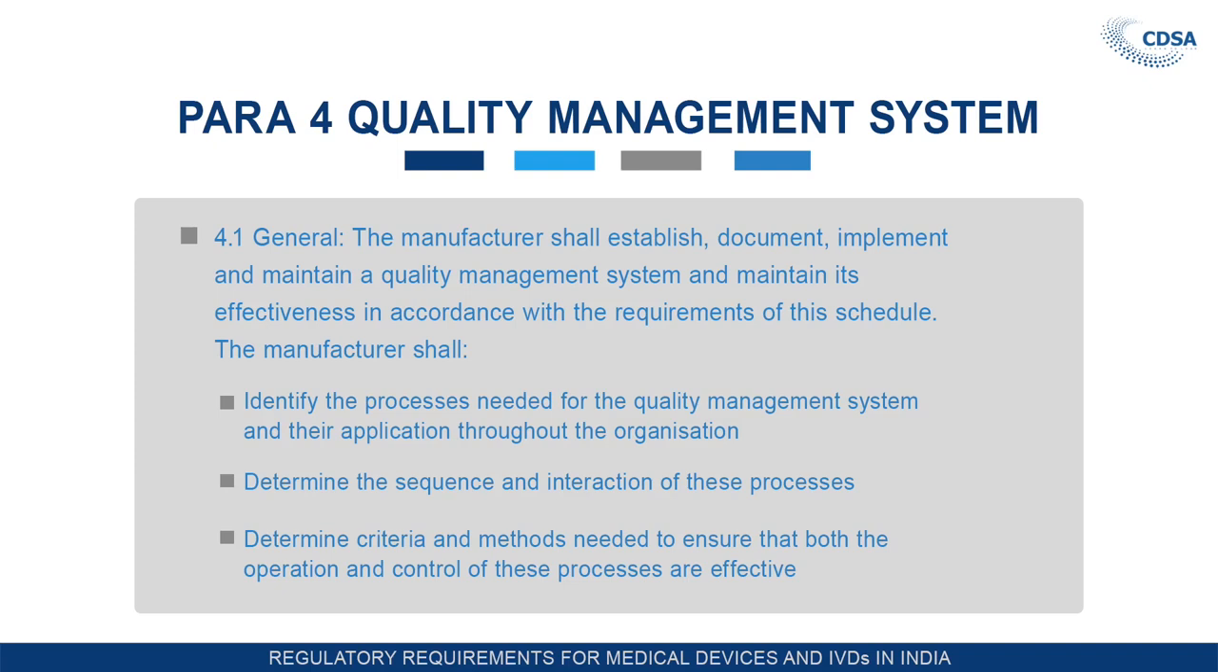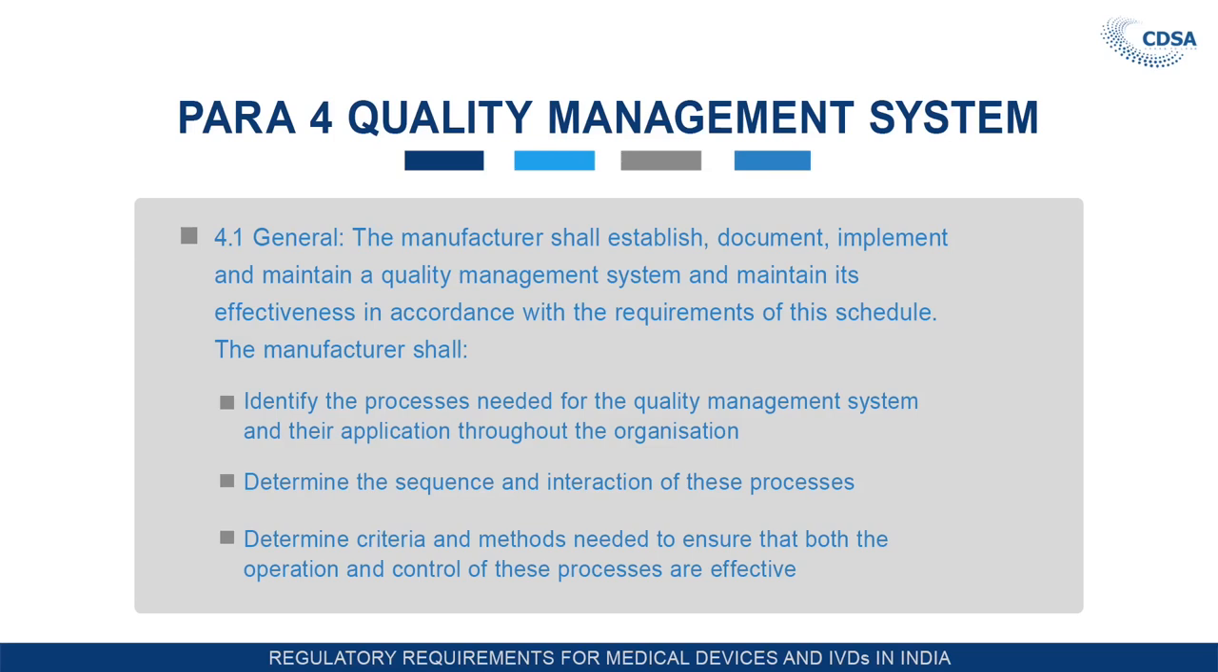That means one process A will precede process B and process B will precede process C. You can't have process A and then process F and come back to process B. The sequence has to be established and the interaction of these processes. One process will follow the next process; the sequence and the interaction of these processes have to be established.